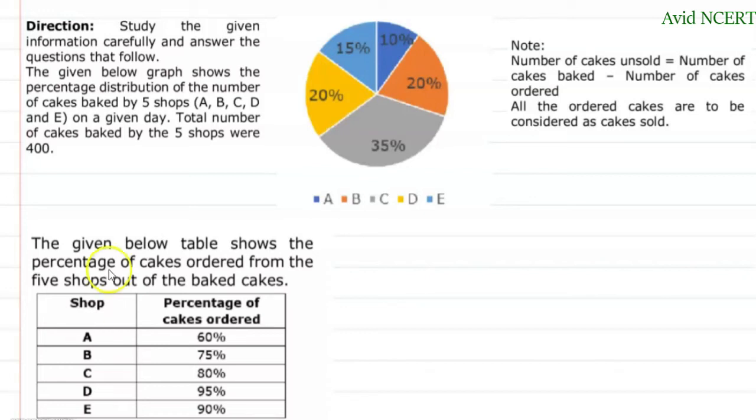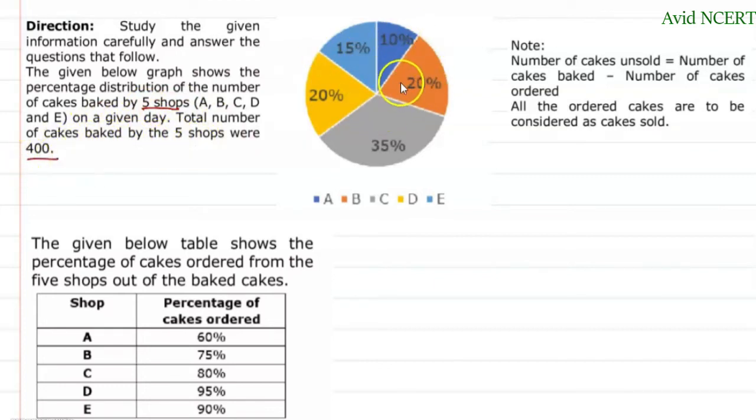This is Geeta. Study the given information carefully and answer the questions that follow. The graph given below shows a percentage distribution of the number of cakes baked by 5 shops on a given day. Total number of cakes baked by the 5 shops were 400.